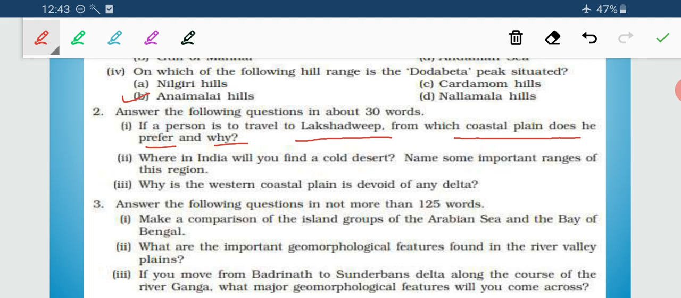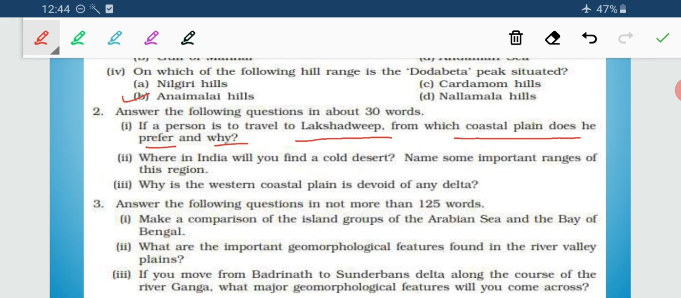Now the second: where in India do we find cold desert? The cold desert is basically found in the Himalayan region, but specifically in which range will we find the cold desert? We will find it in the Kashmir or the northwestern Himalaya.